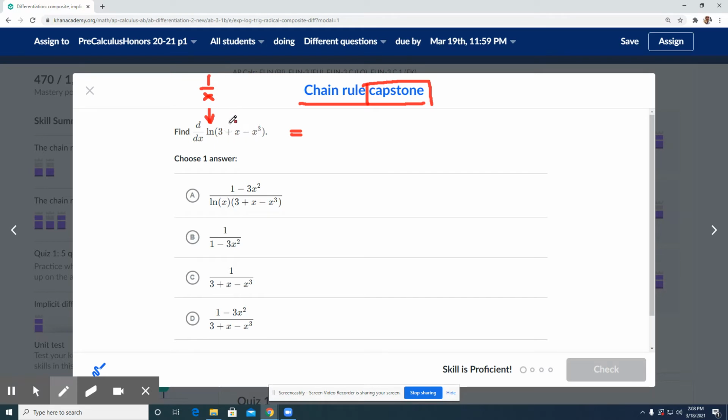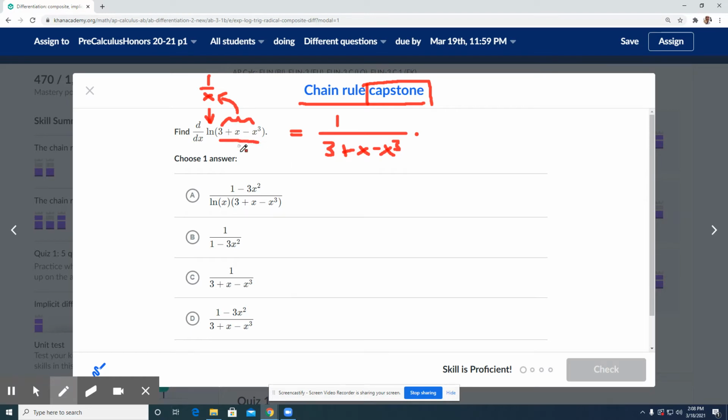So that means that all of this part will be what we see inside the x part. So that would be 1 over 3 plus x minus x cubed. Now that's just the first layer of the onion that got peeled away. So then it's times, then we would look at the innermost function, that's this function here, that derivative.